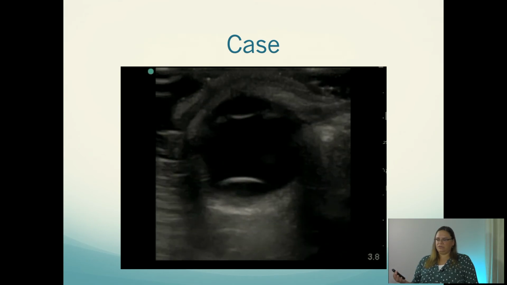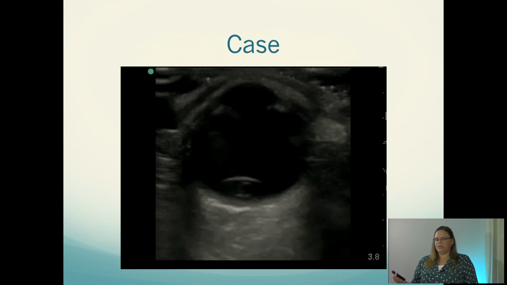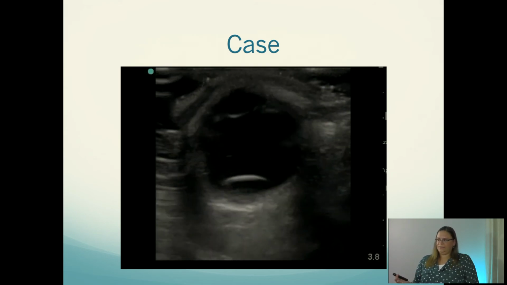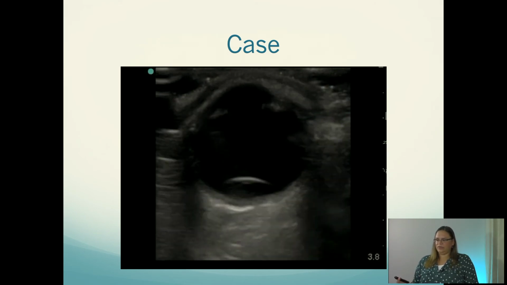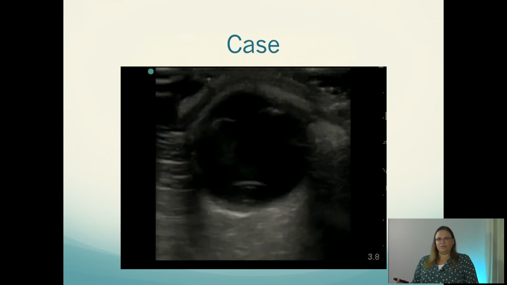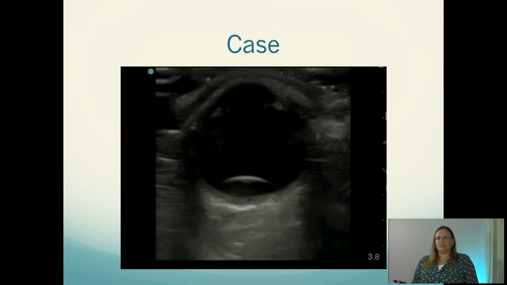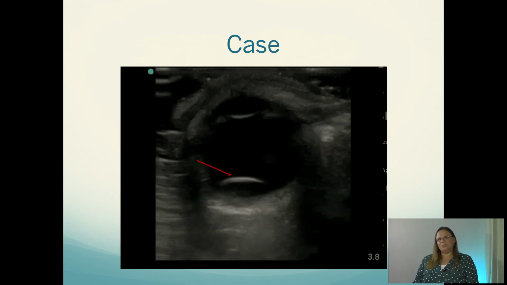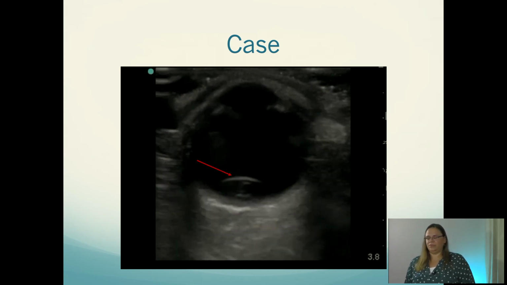It looks round. I don't see any signs that I would be concerned about, for example, for a globe rupture. Next, we're going to look for the lens. Well, that's interesting. The lens isn't where it should be. And if I then proceed to look at the vitreous chamber, there's something in the vitreous chamber that shouldn't be there.